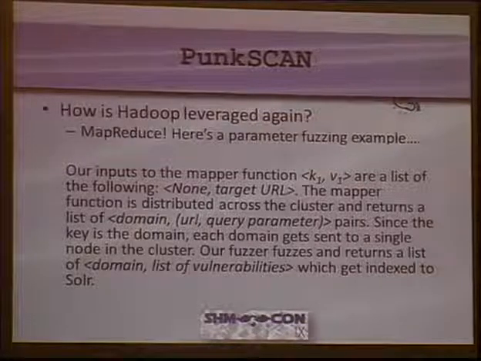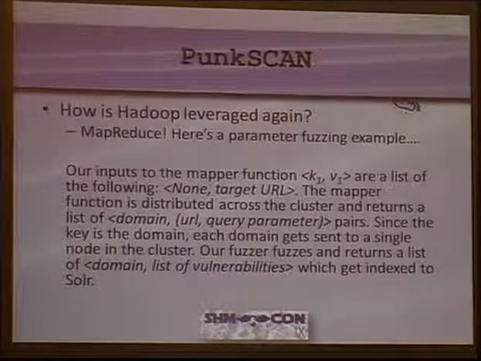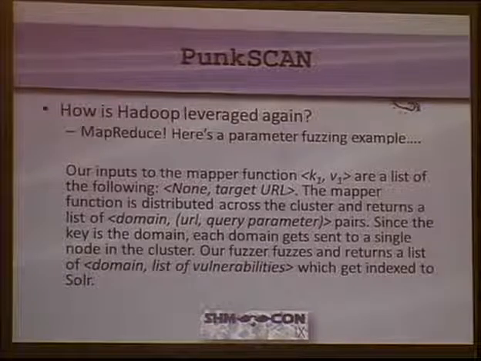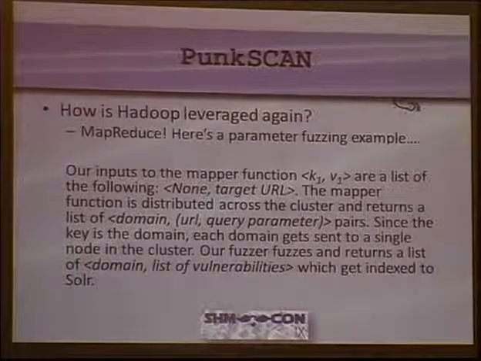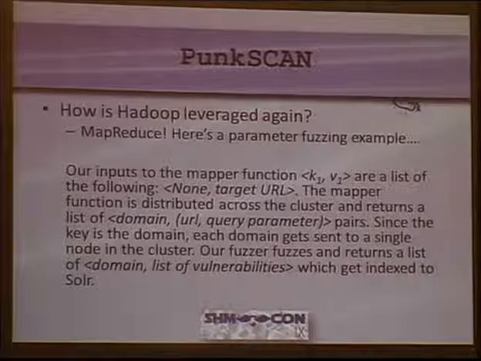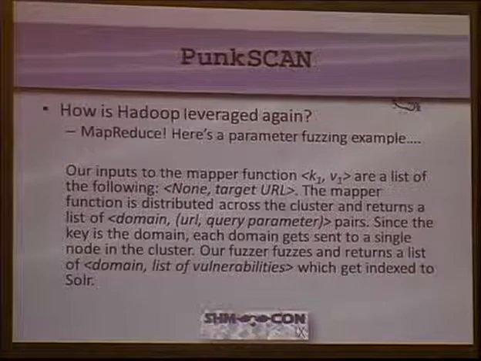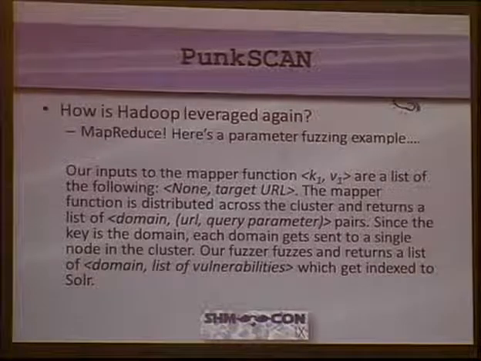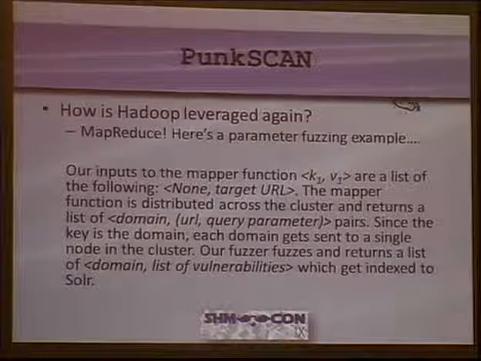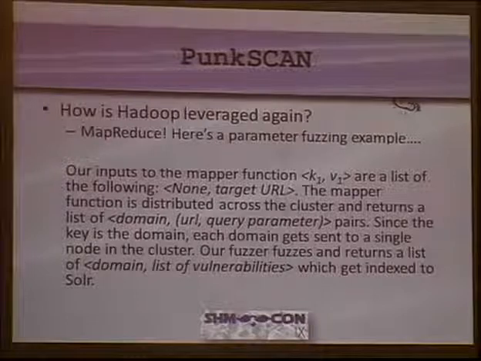The mapper function, if you remember, is going to be distributed across the cluster. And all this really does is it parses the URL and returns a list of elements with the domain as the key, and a Python tuple of the URL and a single query parameter within that URL. So we've crawled it, and now we're distributing the job to the rest of the machines in the cluster. It does this for every single URL and query parameter combination that's found within the domain. Since the key is going to be the domain in this case, the partitioner sets it up so that each domain gets sent to a single node for scanning.